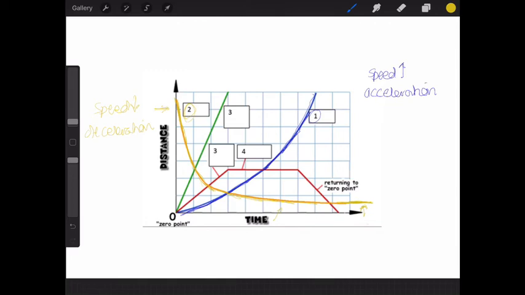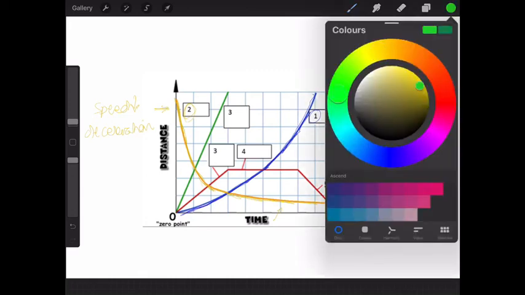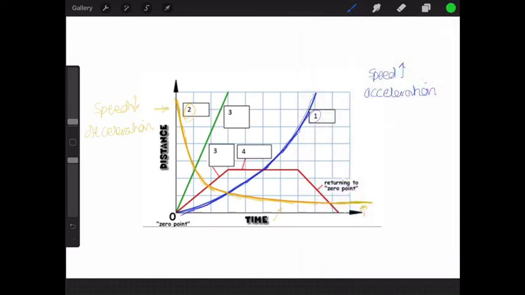Right, number 3, and we're going green for this one, aren't we? Here we go. So number 3, we've got a straight line, okay, a constant gradient. So we know that is a constant speed now. And if we had values on this graph, we could work out that speed by doing y divided by x, work out the gradient, and we'll work out the speed in metres per second.